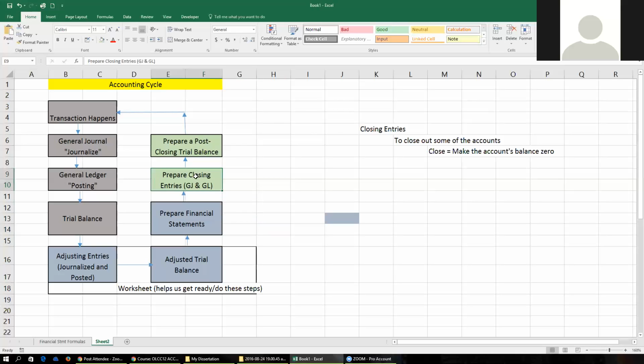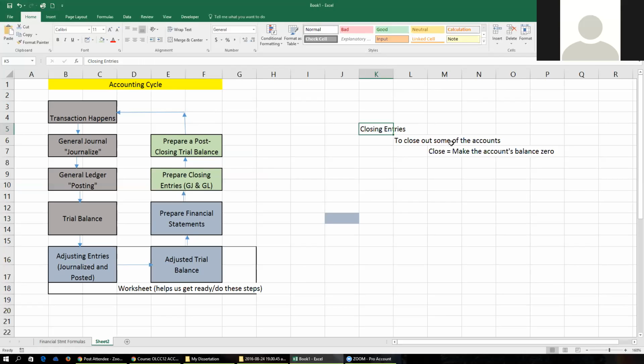So, as you can see, the first green box of Chapter 4 says prepare closing entries. What are closing entries? Entries kind of implies it's something you write in the general journal, because that's what we have referred to here. These are regular journal entries. These were adjusting journal entries. Now there's closing journal entries. A closing entry means to close out some of the accounts. And what does it mean to close an account? It means to make its balance 0.